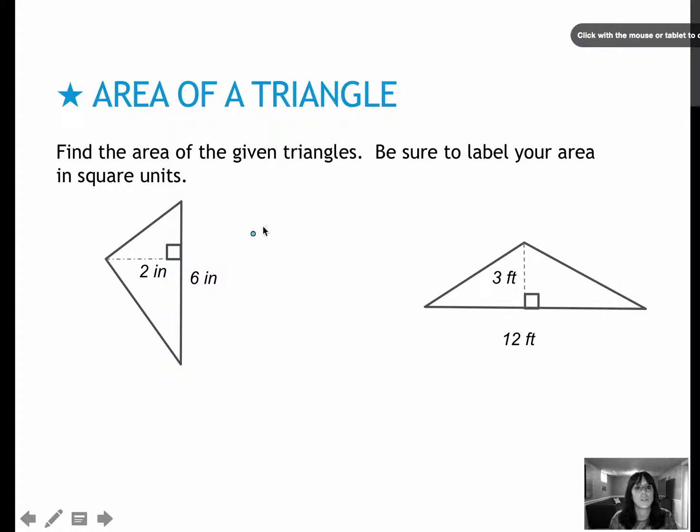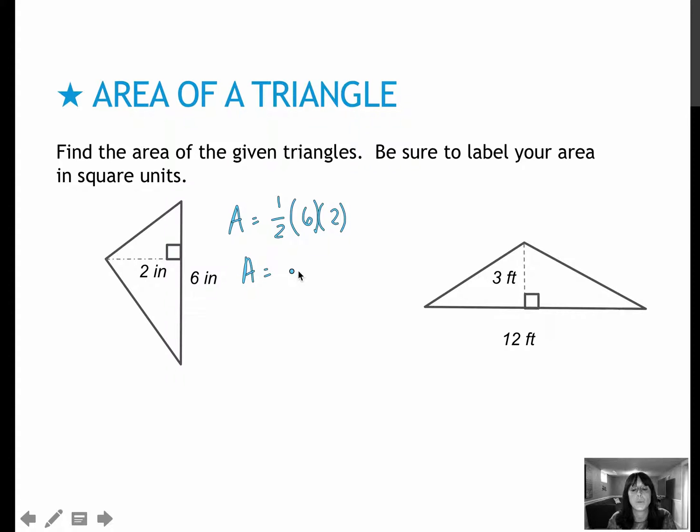For my first, my area is going to be 1/2. I'm going to say my base is 6, my height is 2, because those two make a 90-degree angle. Again, I can choose to multiply the 6 times 2 first to get 12 over 1. And if I reduce, I would get 6 square inches.